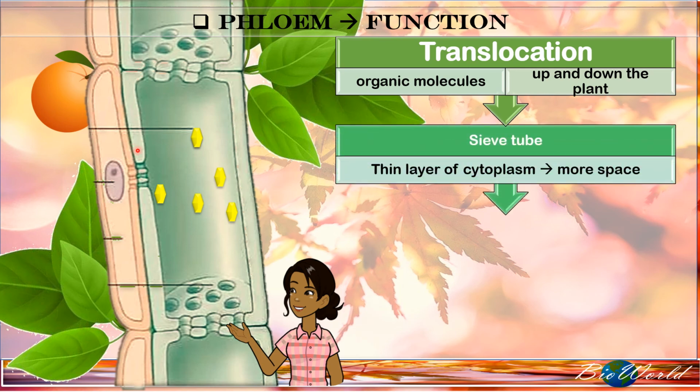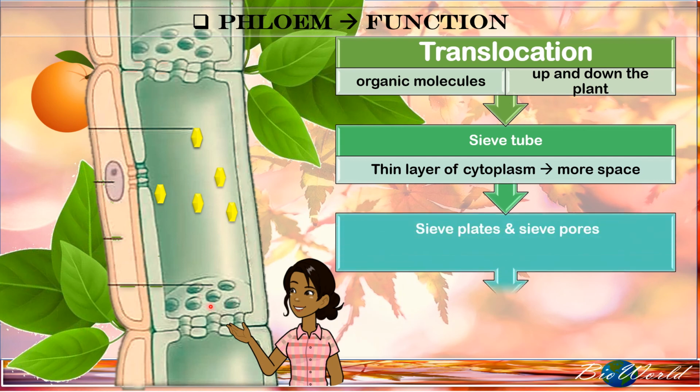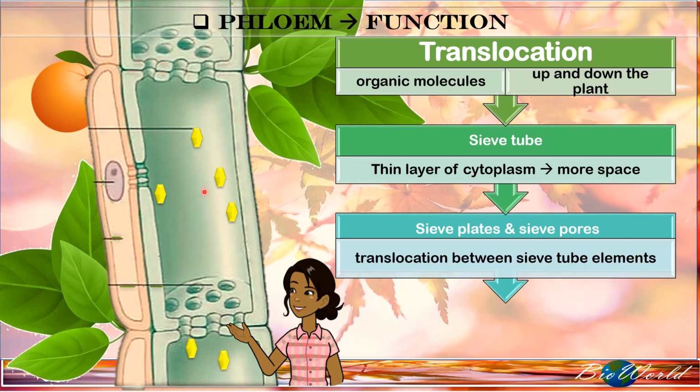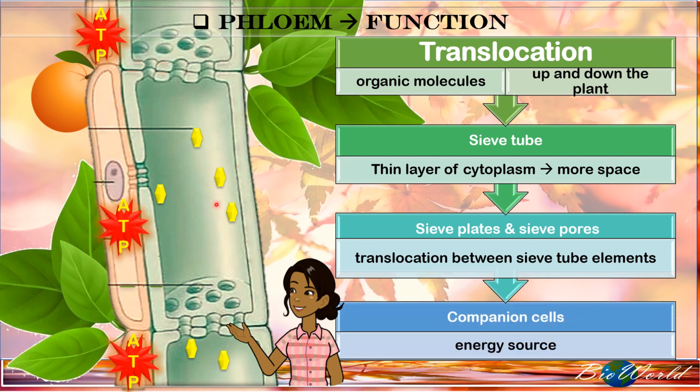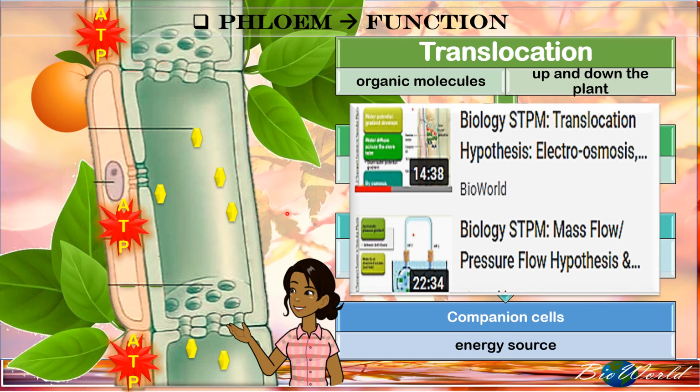Now the sieve tube provides enough space for this translocation to occur since the sieve tube has a very thin layer of cytoplasm which is pushed to the periphery of the cell. The sieve plates provide space for the organic molecules to be transferred between the sieve tube elements through the sieve pore. Of course, the transport would require ATP, which is provided by the companion cell. You can learn more about the translocation process through my two videos on translocation in phloem.